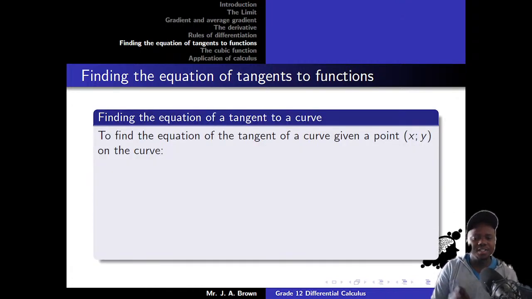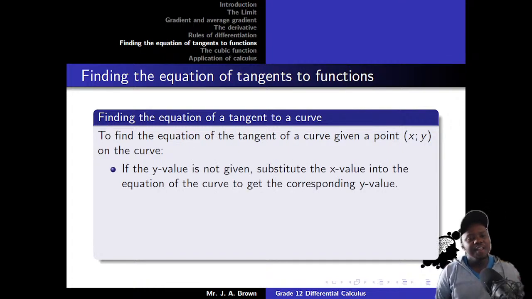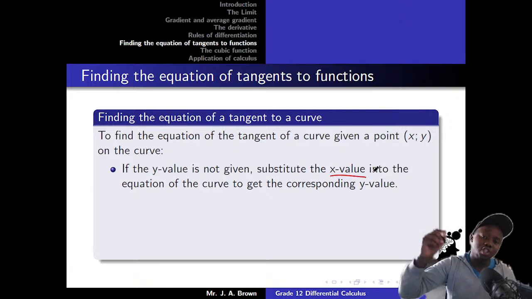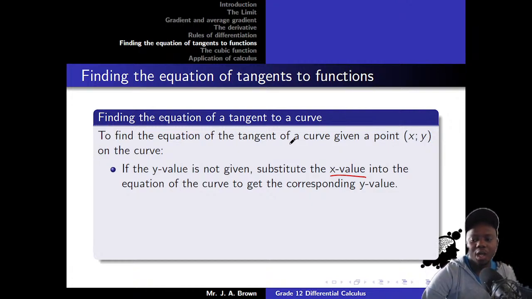Right, so the first thing that we need to do when finding the equation of the tangent is, if there's no y value which is provided to you, substitute the given x value into the equation of the curve to get y. Now what we need is we need an x value, we need a y value, and we need a gradient.